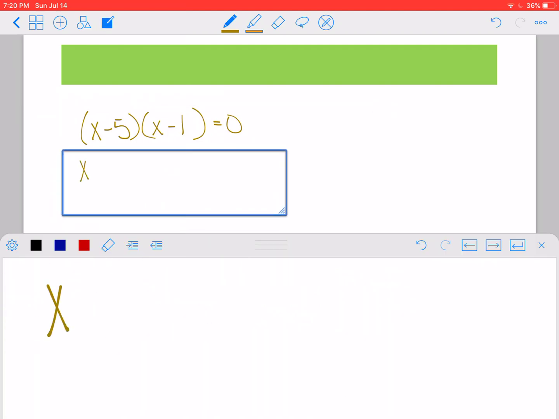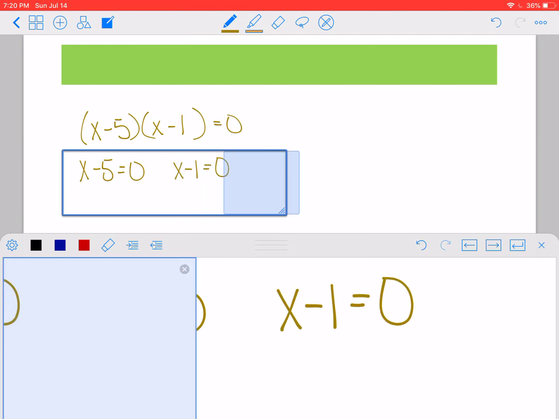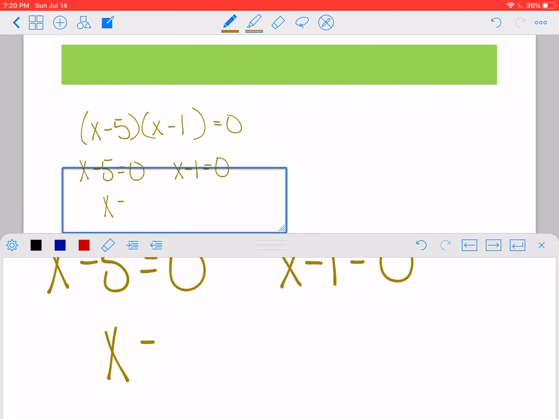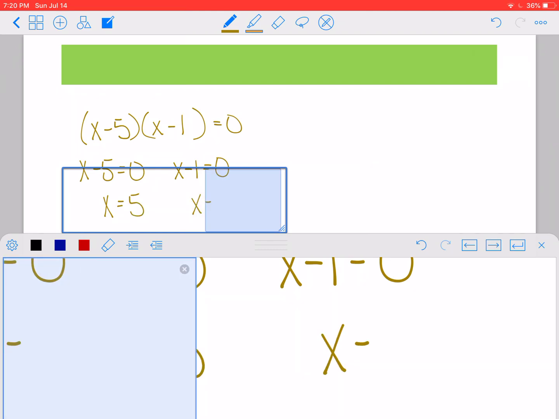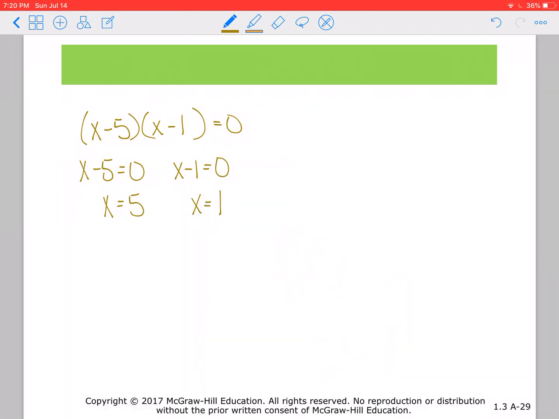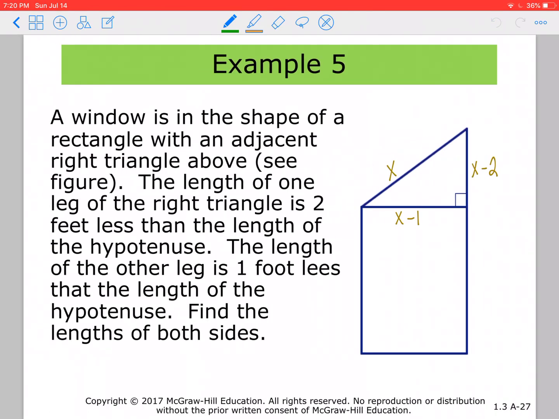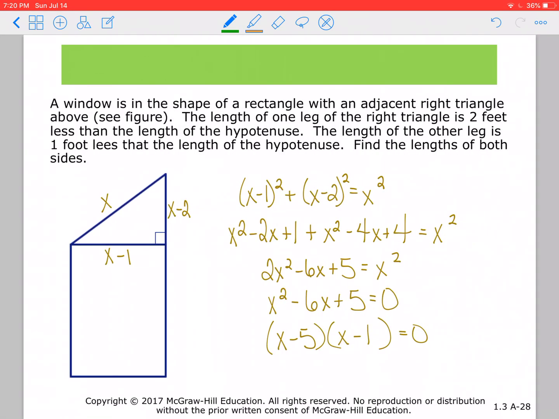Okay, and so if we set both of those equal to 0, then we get two solutions, one where x is 5 and the other where x is 1. Okay, now we need to determine, are both of these going to work for our window? Go back over here and plug in 5. Well, that would give us a hypotenuse of 5, 5 minus 2, this side is 3, 5 minus 1, this side is 4. Good to go. But let's try 1.